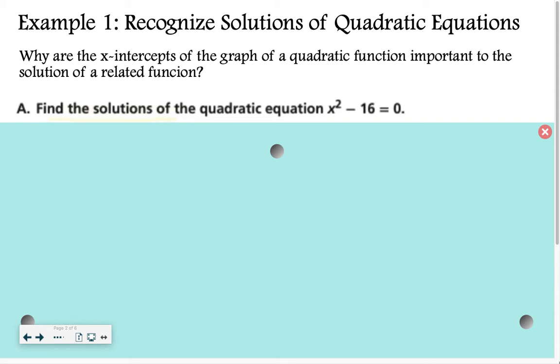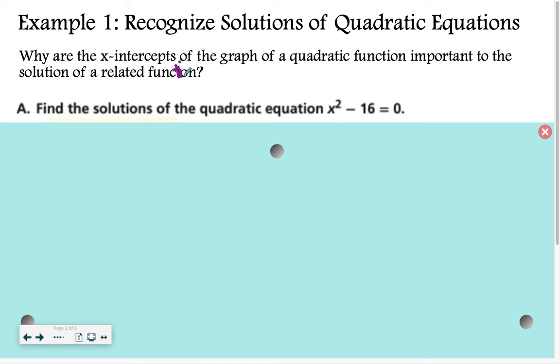So why are the x-intercepts, remember intercept means where it crosses something, right? So an x-intercept is where it crosses the x-axis on a graph. So why are the x-intercepts of a graph of a quadratic function important to the solution of the related function? Sorry, I just realized that there is a little typo there. Function. I made it worse.